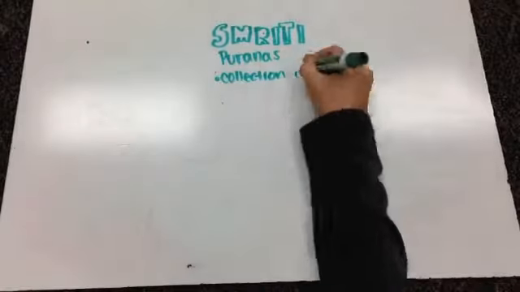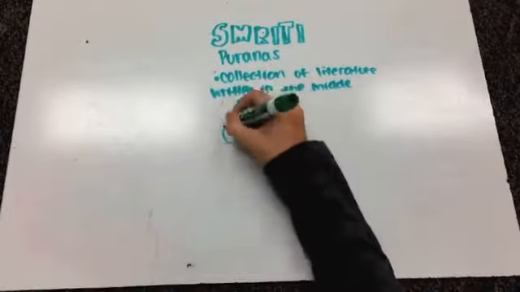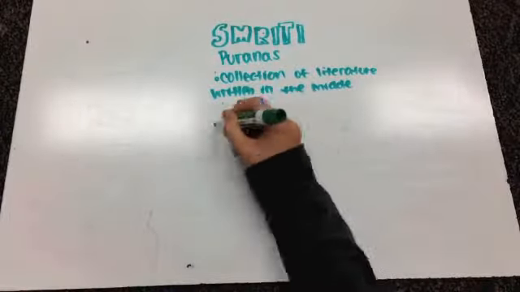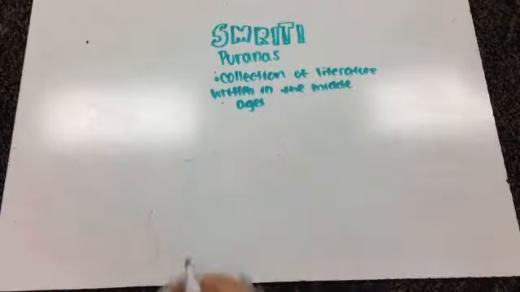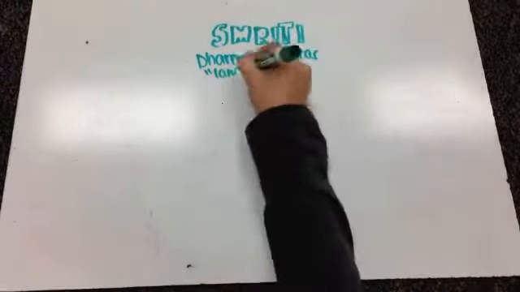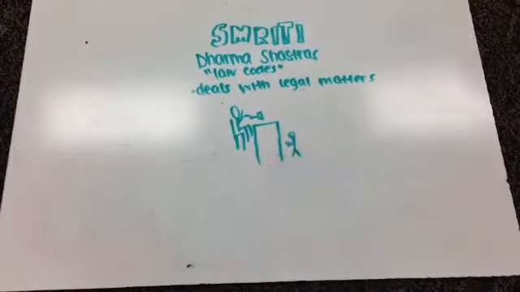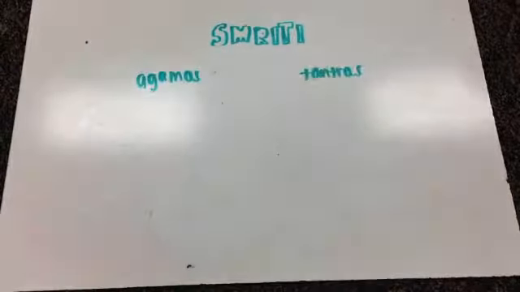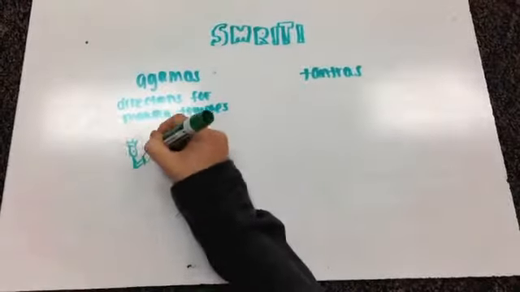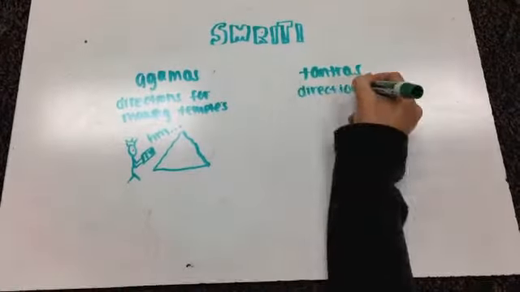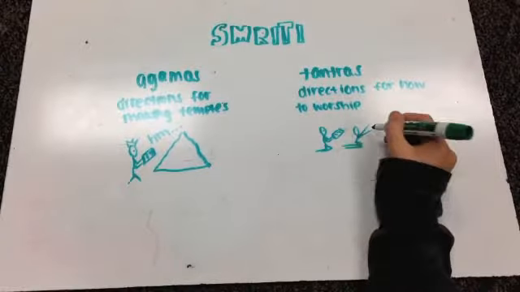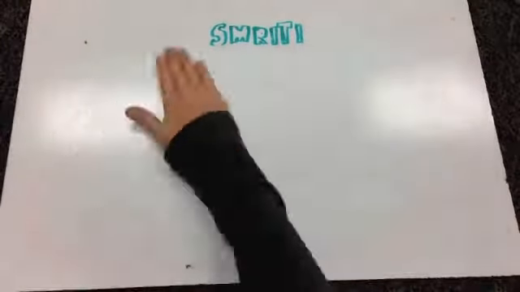The next Smriti texts are the Puranas. The Puranas are a collection of literature and stories written in the Middle Ages. The third Smriti texts are the Dharmashastras, or law codes. This text deals with legal matters. The next two texts are the Agamas and Tantras. The Agamas contain directions for making temples and places of worship, and the Tantras contain directions on how to worship.